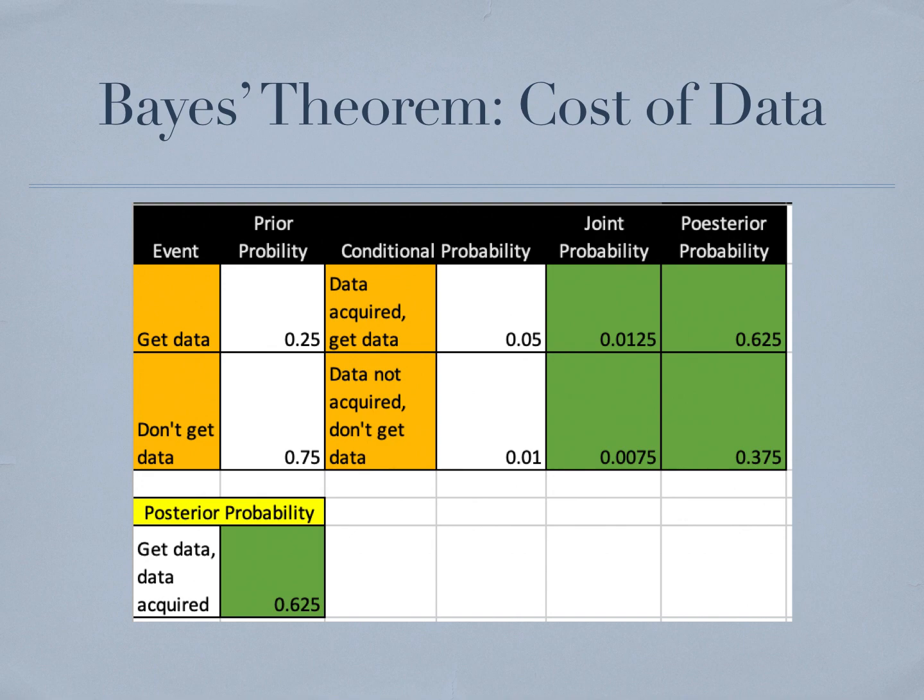All right, this slide shows where I use the Bayes theorem to calculate the cost of data. This chart here shows my calculation using the Bayes theorem, and I got a 0.625% probability of getting data, and then the cost of data itself.